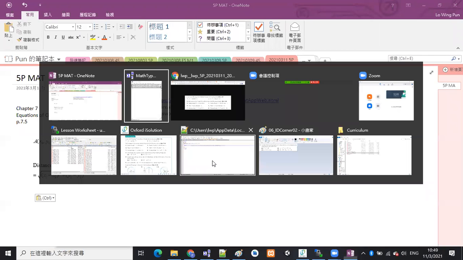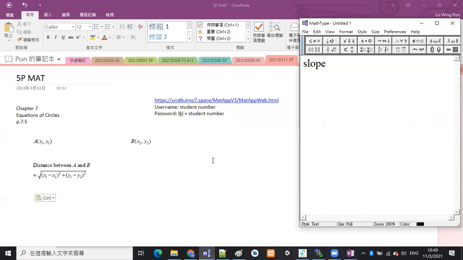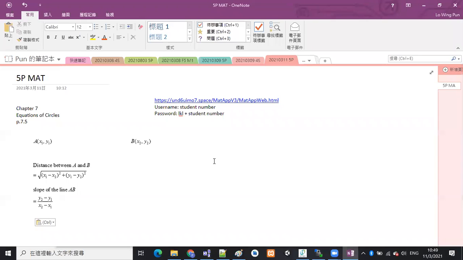Distance formula is like this, and then the slope of the line AB is equal to y2 minus y1 over x2 minus x1. Okay, the slope of the line AB is equal to y2 minus y1 over x2 minus x1. Okay, and then we have learned the what?